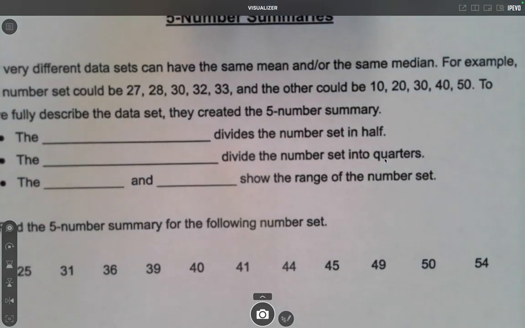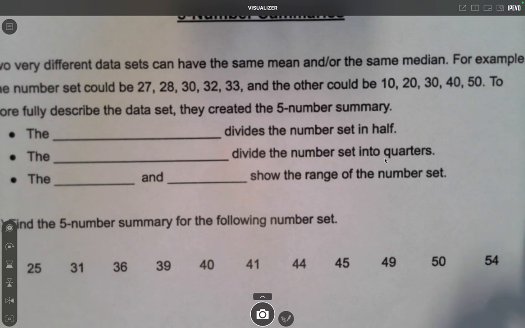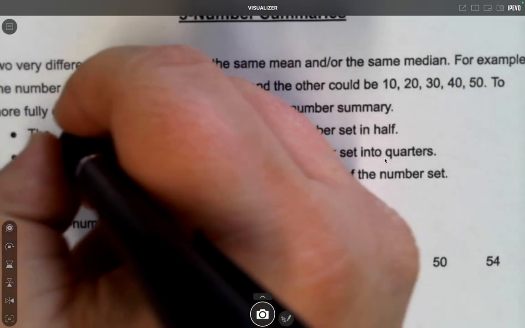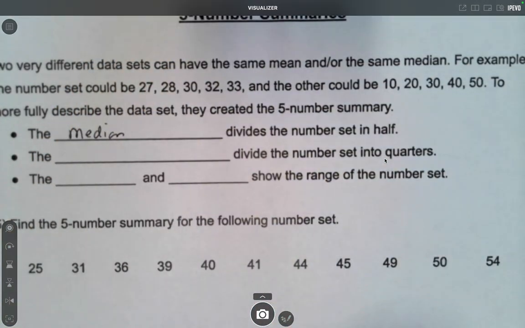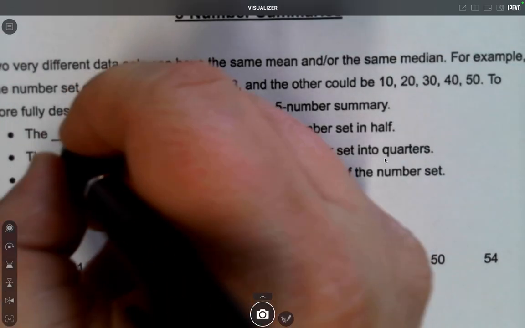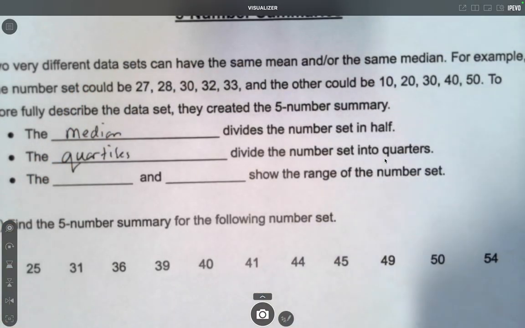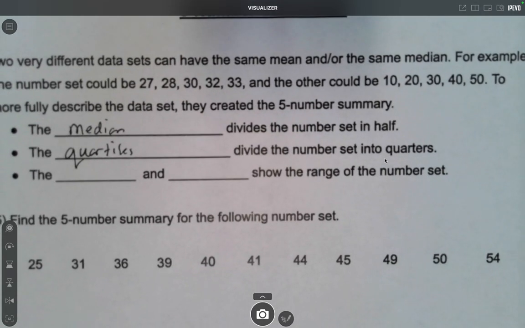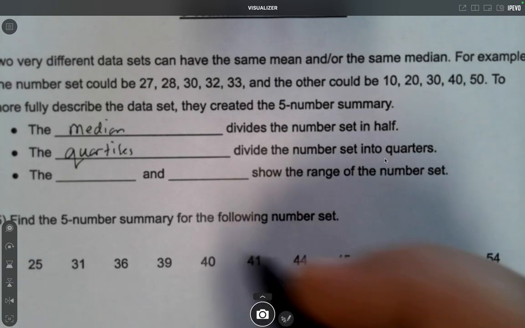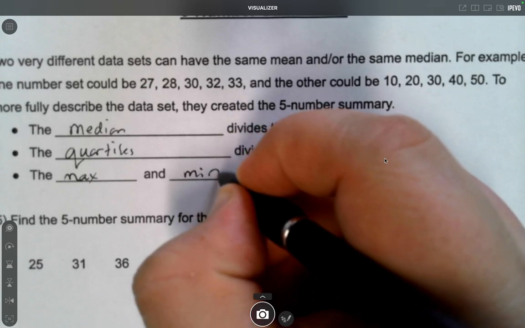So to help describe these sets more fully, the statisticians of old created the 5-number summary. So they do use the median as one of the 5 numbers. They use something called quartiles to divide the number set into quarters. Quarters, quartiles. And then the other 2 numbers are the max and the min.